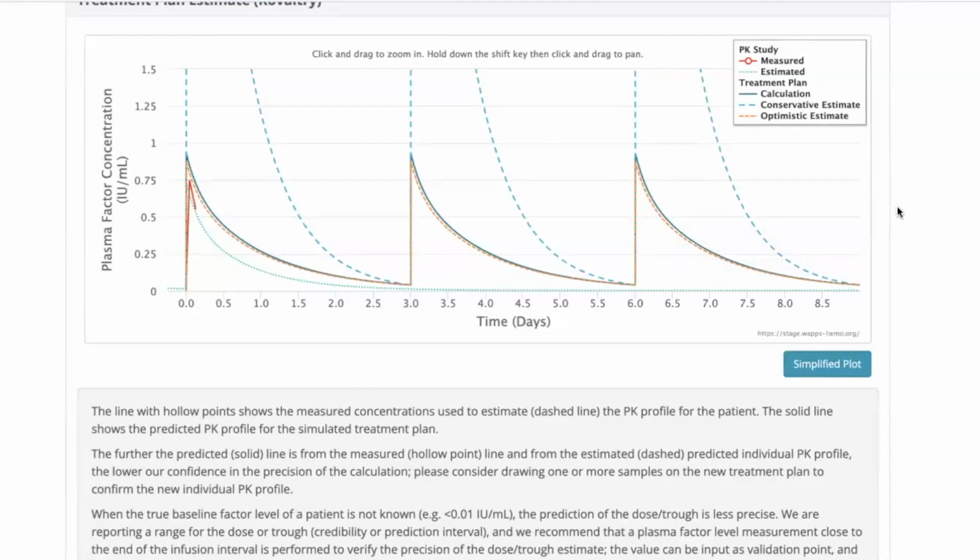I hope, notwithstanding the technical issues, to have been able to help you in the interpretation of a PK, in the comparison of different PKs, in understanding which points are valuable as a source of information, and in how to use the calculator to generate a treatment regimen.